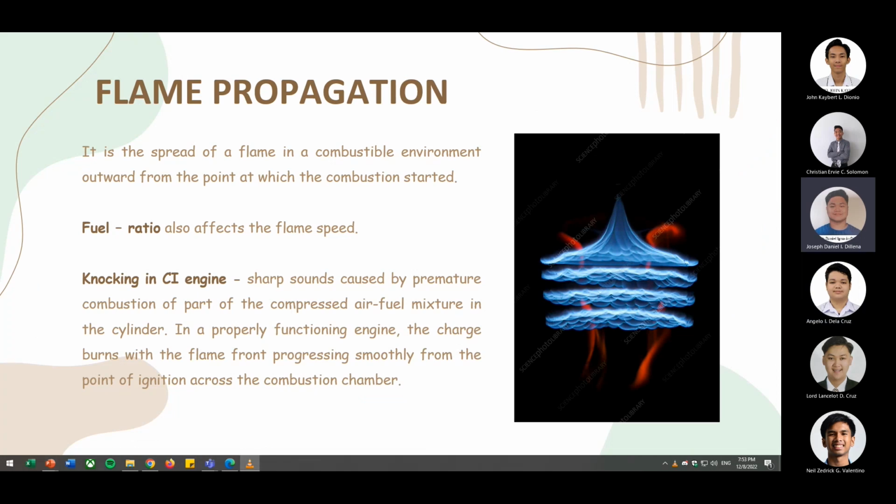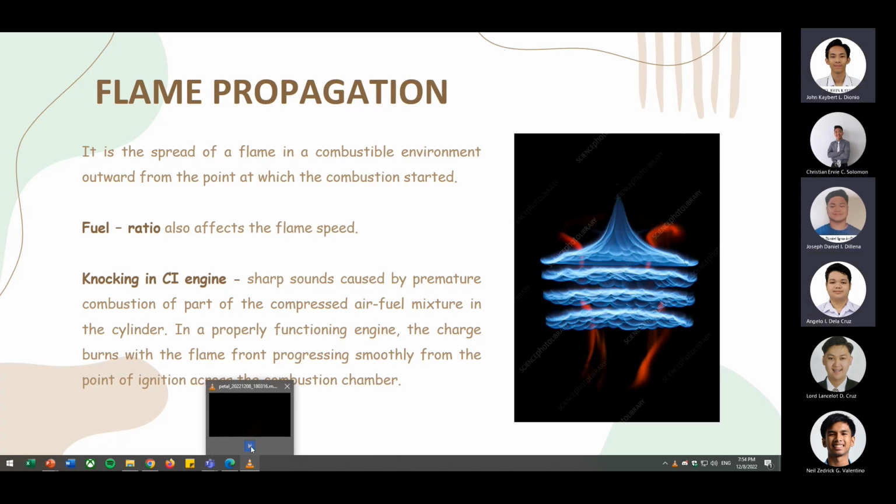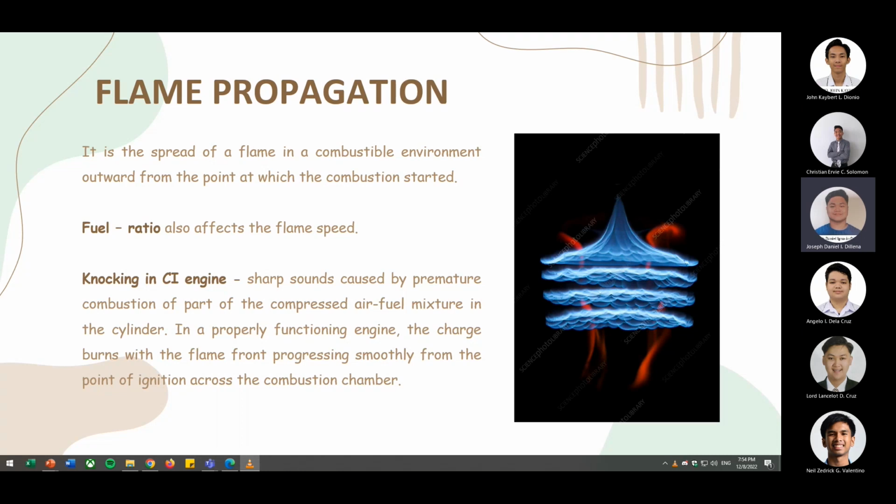Next, flame propagation. It is the spread of a flame in the combustible environment outward from the point at which the combustion started. Two factors affect the flame propagation. Reaction rate, where the flame causes the unburned mixture to combust, and transposition rate, where the movement of the flame causes a pressure differential between the burning gases and unburned gases.